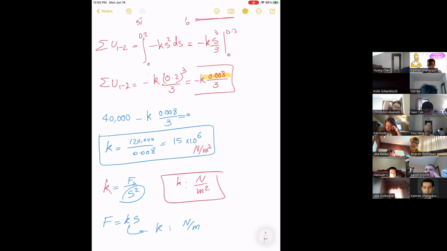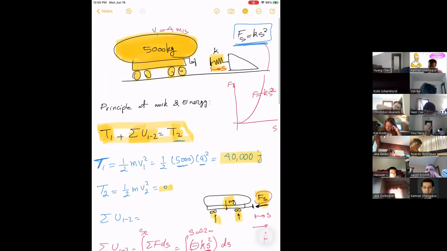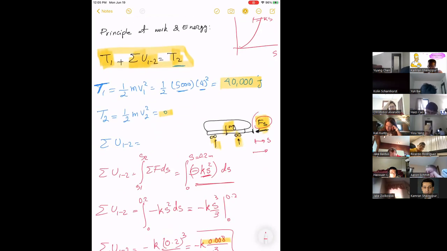You may realize that we could solve this problem using Newton's second law, right? You have a force. If you look at this free body diagram, you have the force. You could find acceleration, then integrate acceleration over displacement, relate initial final things, and that was much longer way to do it, right? Using energy makes it easier because you don't care about what happens in the middle. Initial and final, and that's it. Okay. Any question?